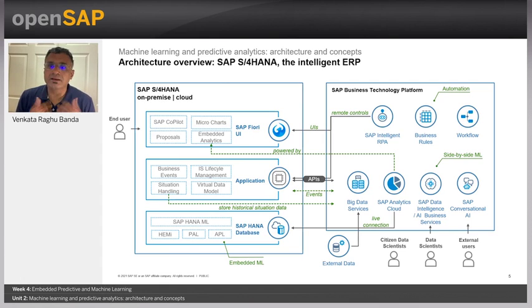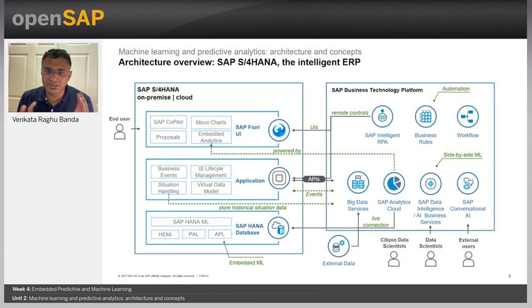Now, let us get into section 2, where we want to briefly touch base on the architecture overview, the big picture. This is the big picture of SAP S4HANA, the intelligent ERP, as you might see here. On the left-hand side, you see the SAP S4HANA on-premise or the cloud solution, and on the right-hand side, you see the SAP Business Technology Platform.